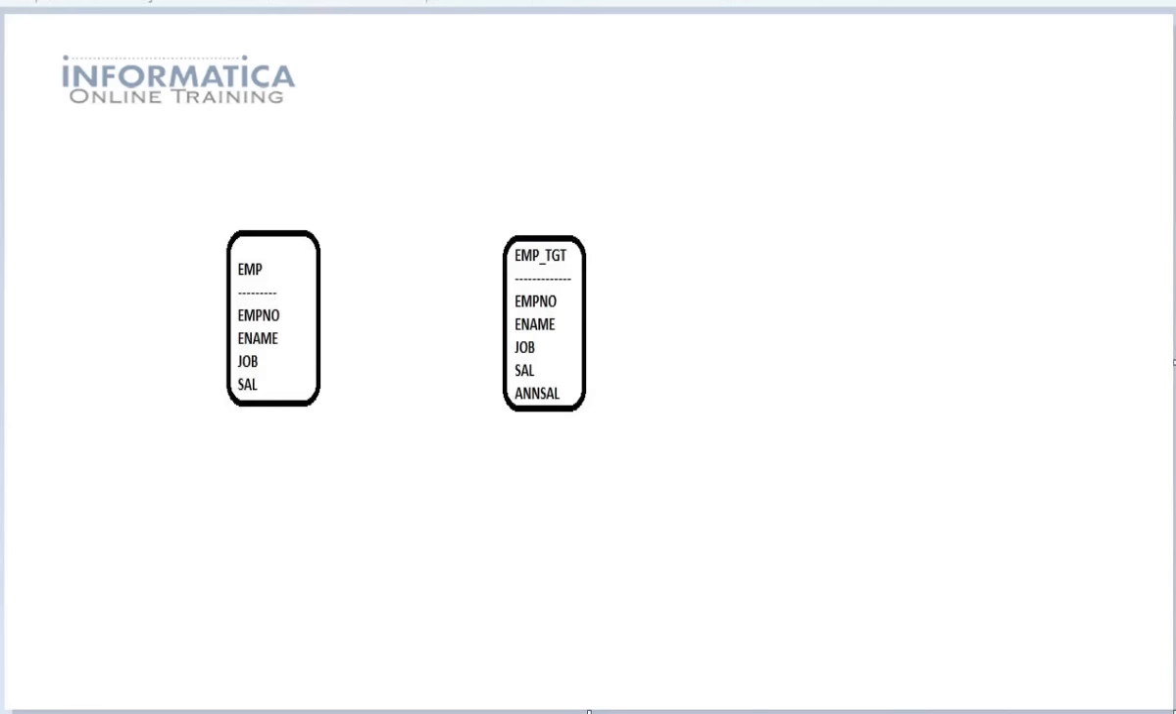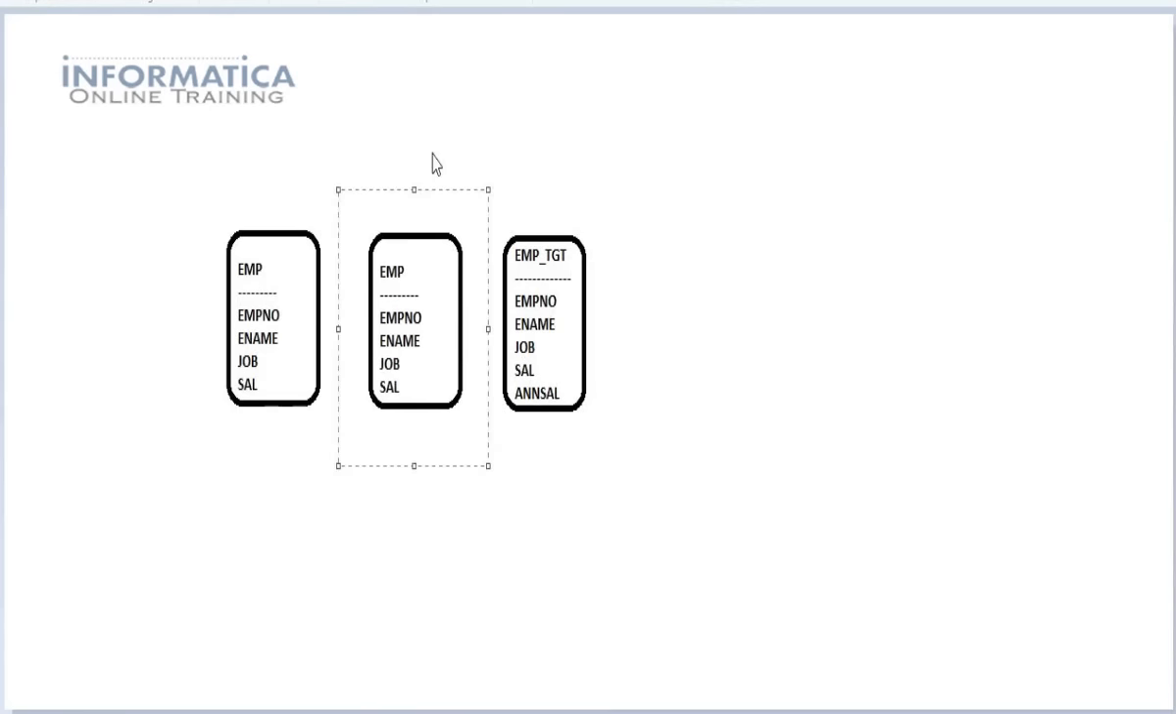At the time you are transforming the data, you are going to extract a new column, called annual salary, and you make it salary into 12, and you load it into the target. So what you are doing here is extracting the information, transforming the information, and loading the information to the target.